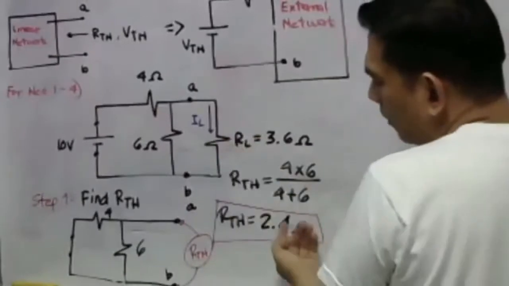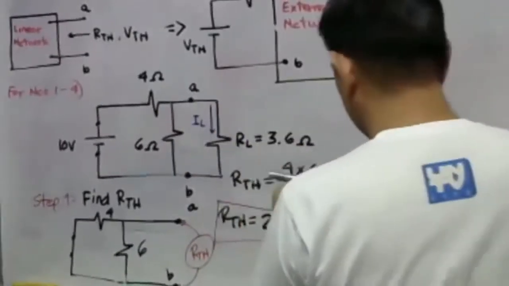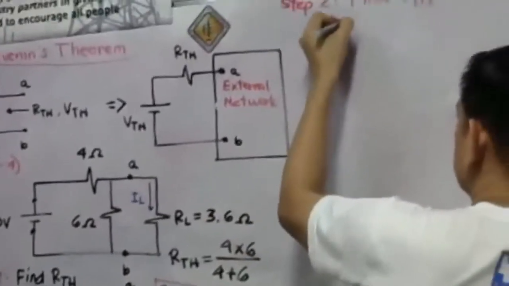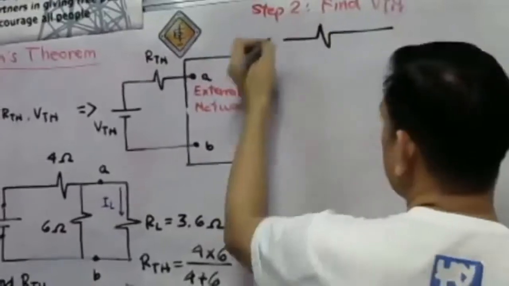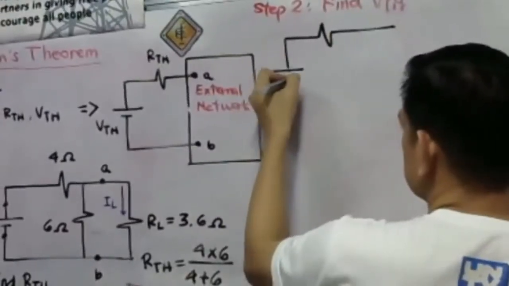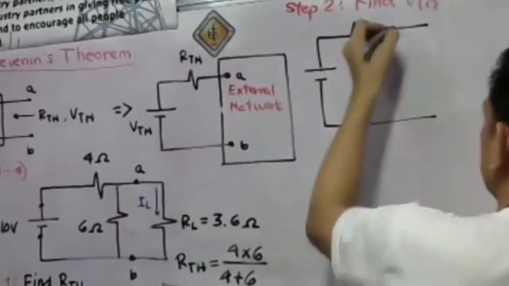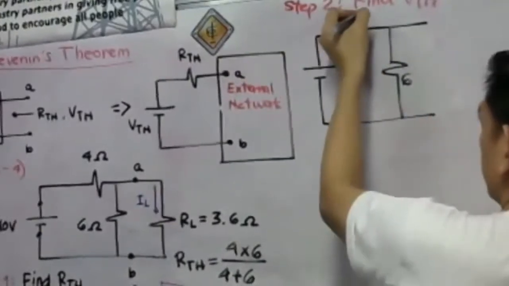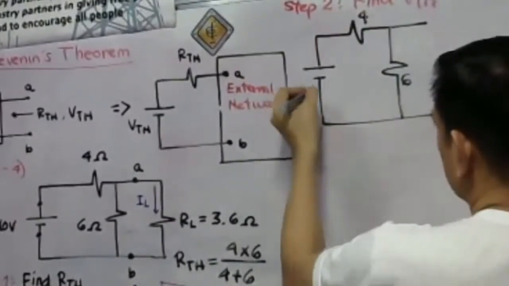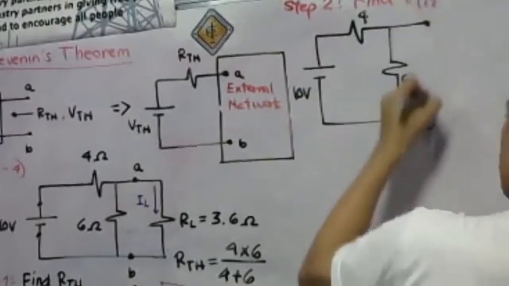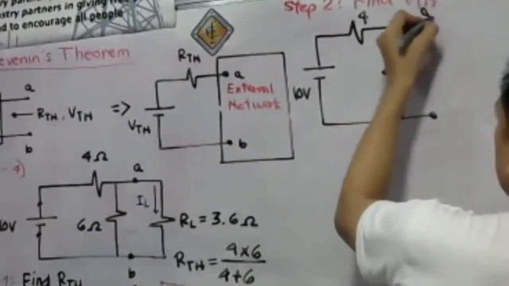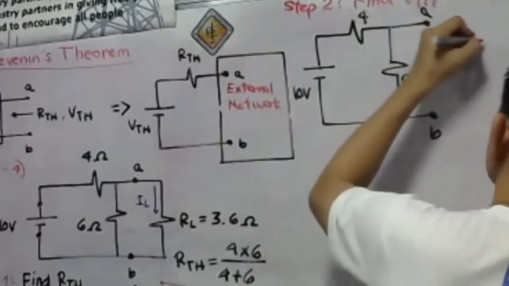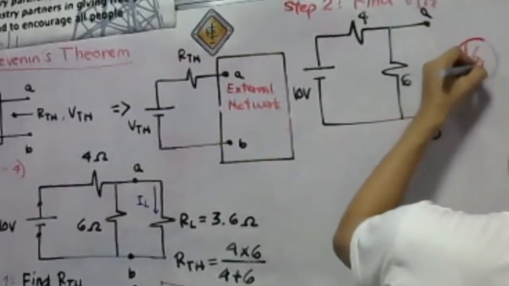Once we remove our RL, let us draw the equivalent circuit. This will be our circuit once we remove our RL. Then we have here our 6 ohm resistor, our 4 ohm resistor, and our 10 volts. This will be our point A and point B. Then let us put our voltmeter, and this will be our Thevenin's voltage.